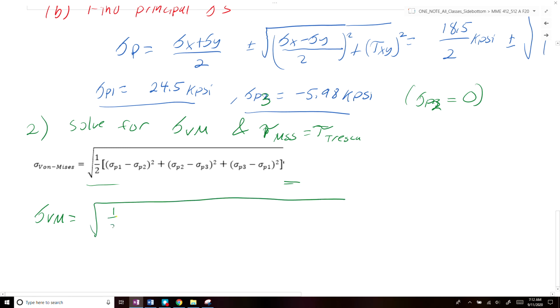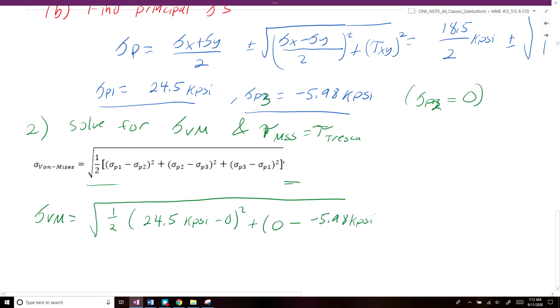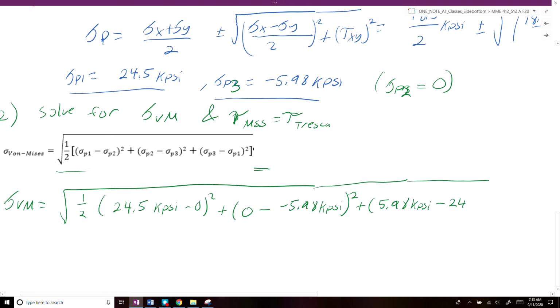So we're going to get 1/2 of sigma P1 minus sigma P2, which is just sigma P1, so 24.5 kpsi minus 0, squared, plus sigma P2, which is 0, minus sigma P3, which was equal to negative 5.98 kpsi, squared, plus sigma P3, which is 5.98 kpsi, minus sigma P1, which is 24.5 kpsi, squared.